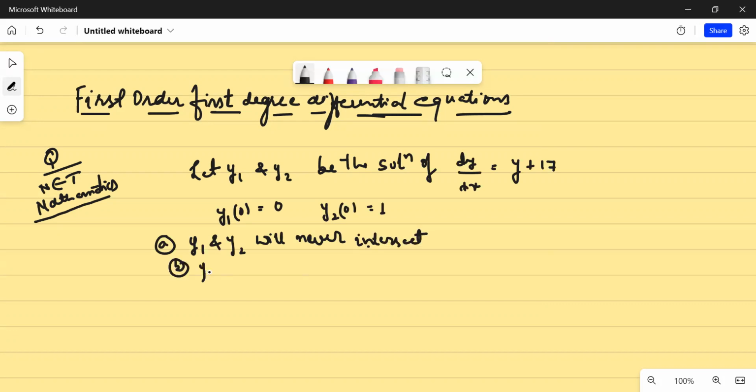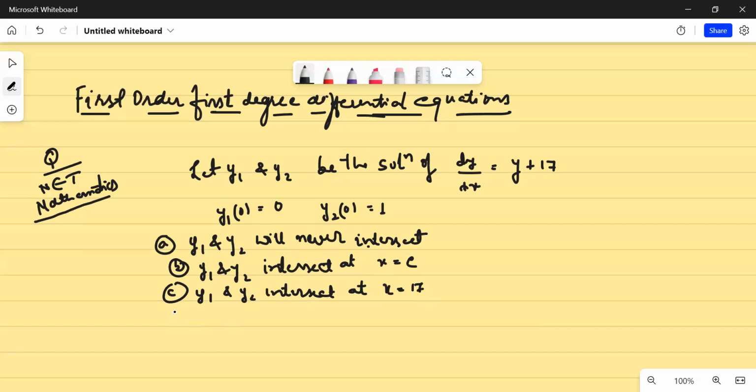Option B says y1 and y2 intersect at x equals e. Option C says y1 and y2 intersect at x equal to 17. And the last option is y1 and y2 intersect at x equal to 1. So this was the question that was asked. Let us try to do this particular question.